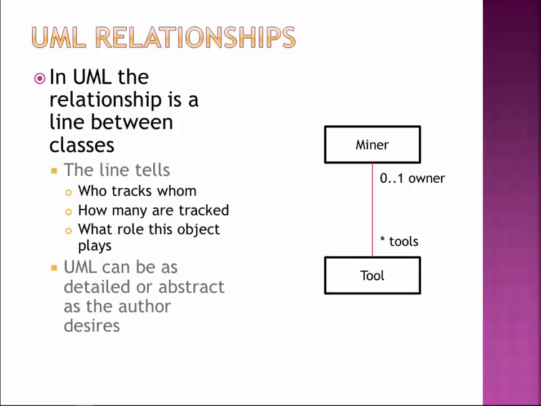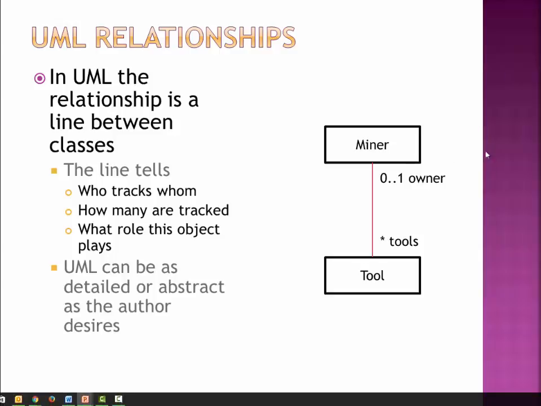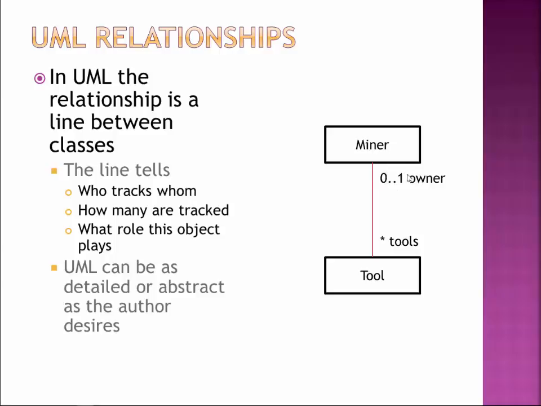In this case, we have the miner, which is the owner of tools. So that's what this right here means. They have either 0 or 1 owner, the tool does, and that's the miner. And the miner owns star number of tools, star being 0 or more. And so the line tells us which objects keep track of which other objects, and the relationship on that line helps us furthermore know who keeps track of it.